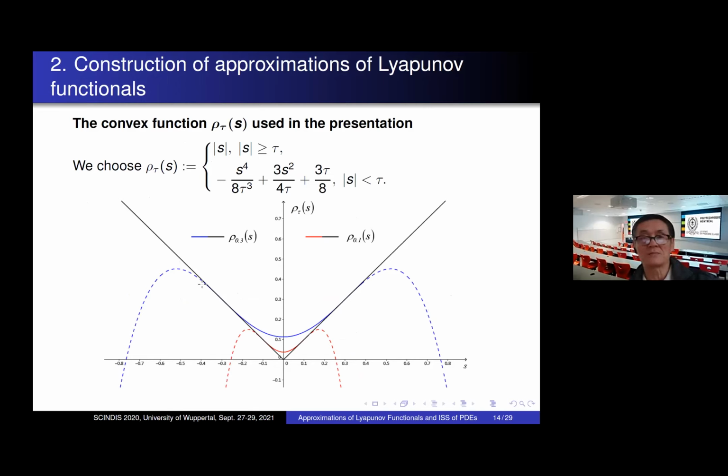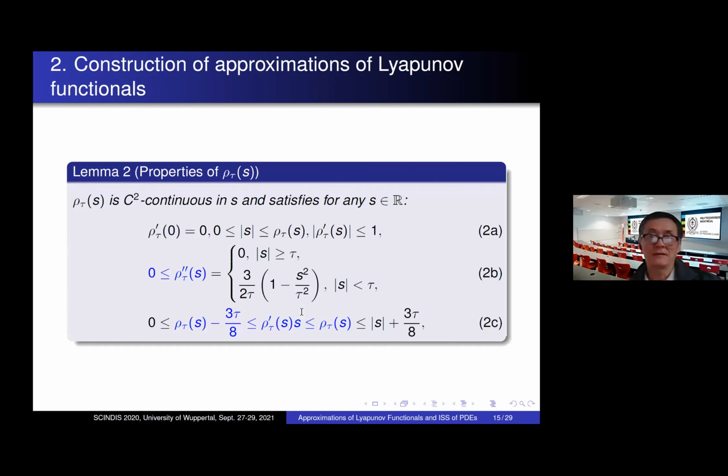For this, we take, for example, tau equals 0.3, or tau equals 0.1. So we see that this is the function we are going to use. And when we take tau going to 0, we can push the curve towards the origin. This is the function we're going to use.